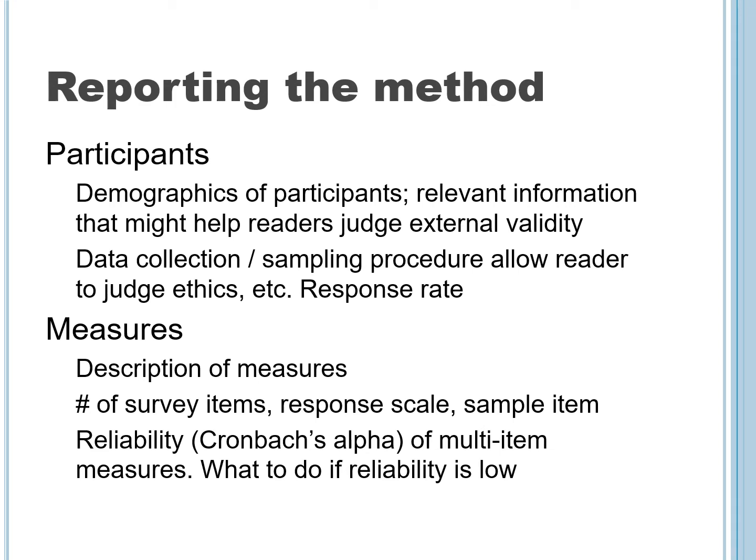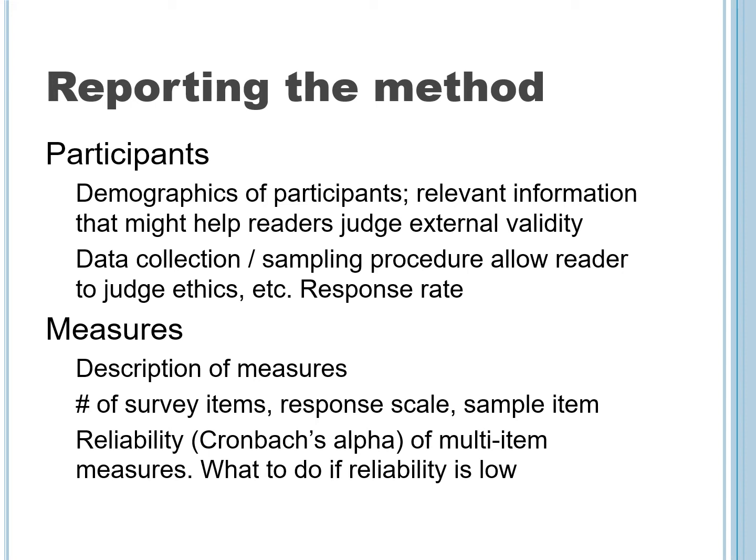If I know that 1 is strongly disagree and 7 is strongly agree, and someone scores a 5 on fear of failure, I understand that means that they are relatively high in fear of failure. Also, it's usually a good idea to provide at least one sample item. You don't have to provide the entire scale or the entire measure, but a sample item from it so that people can see how it's written if they're unfamiliar with the measure. Then report the reliability in terms of Cronbach's alpha for multi-item measures.